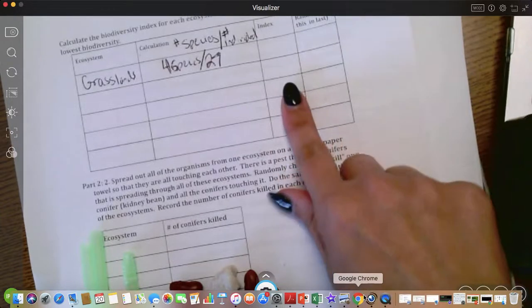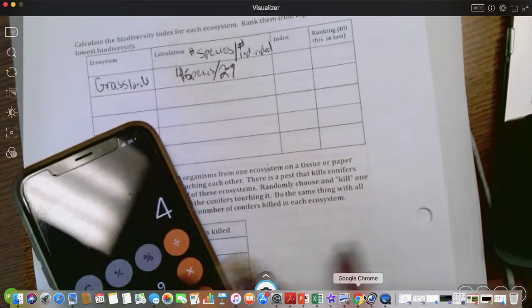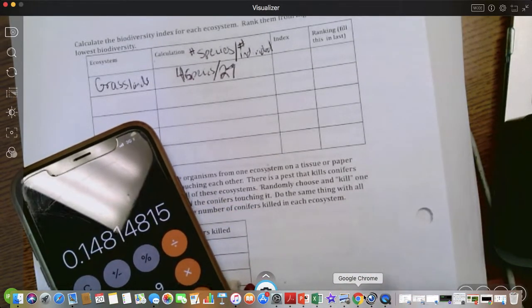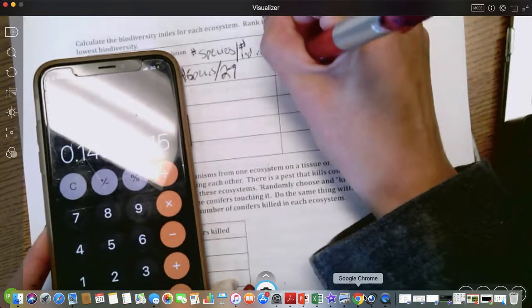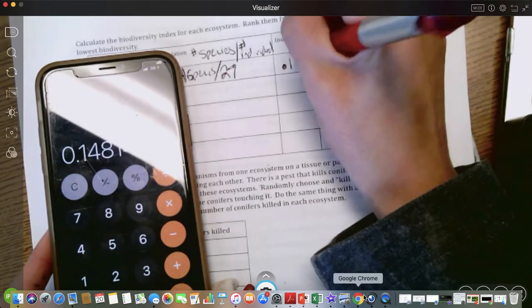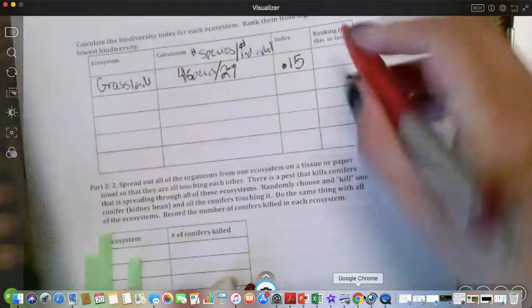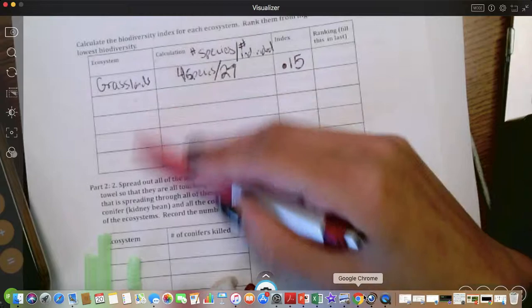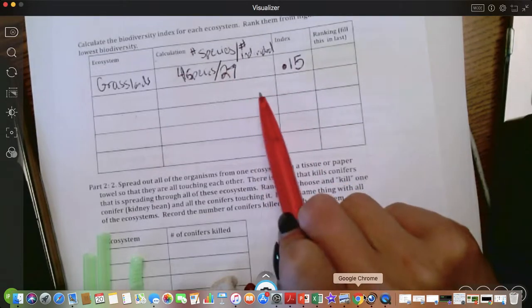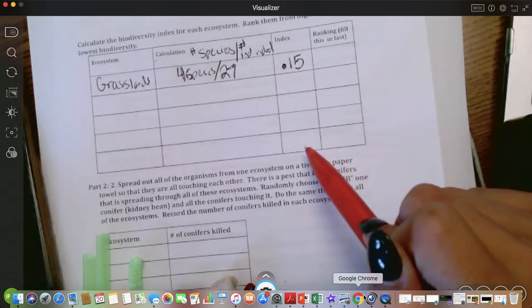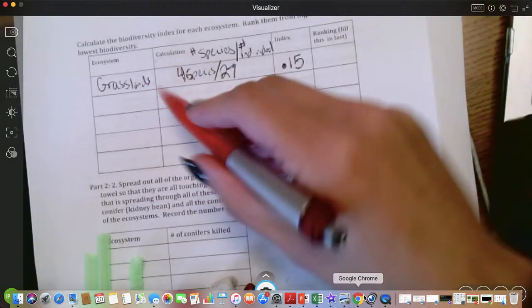To find my index, I'm going to go to my calculator. I'm going to do 4 over 27. Your number should always be a decimal. If it is over 1, you have done it in the wrong order. It will always be less than 1. So 0.148. I'm going to round it to the nearest hundredth, so 0.15. Now, I cannot do the ranking until I have all of them. If my next one is tundra and it's 0.07, tundra would be lower on the list than the grasslands. So 1 will be the highest biodiversity, 5 will be the lowest. That's how you do this part.